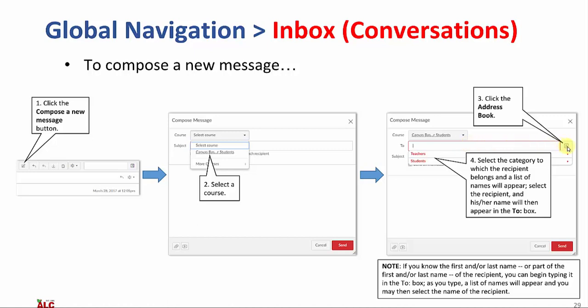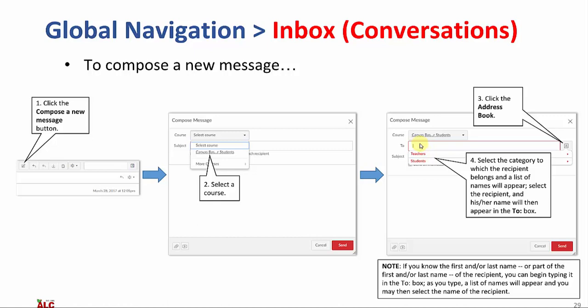One option is to click the address book button all the way on the right side of the To box. And when you do that, a small menu will open and it will show teachers, students, it may show something else, but anyway, select the category to which the recipient belongs and a list of names will appear. Select the recipient and his or her name will then appear in the To box.